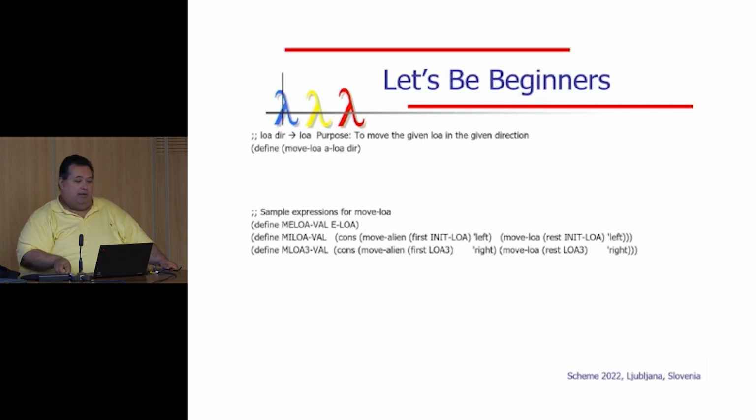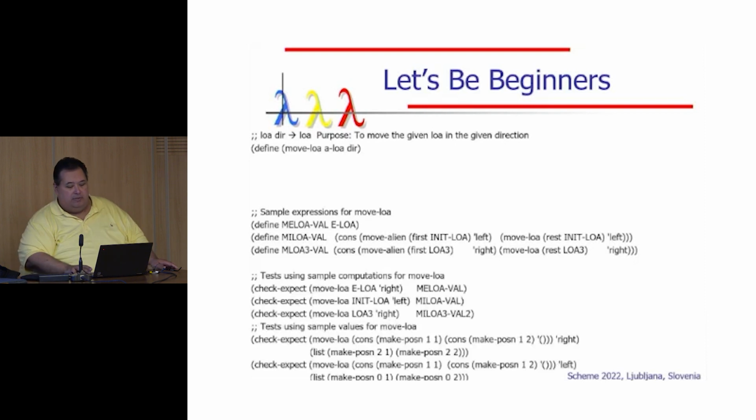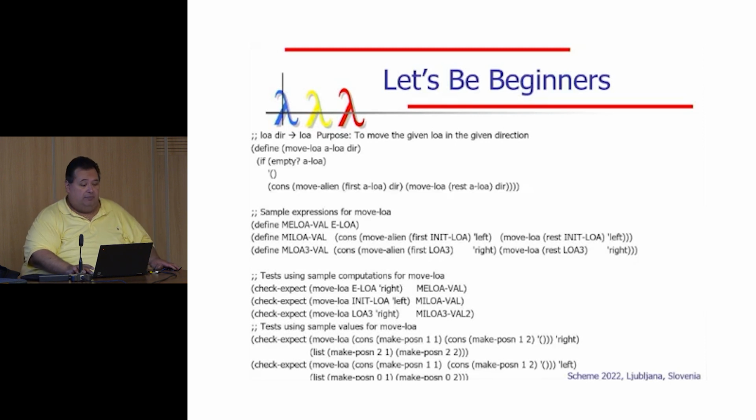So we're going to have two parameters. There it is, my list of aliens and my direction. And now I can write some tests, right? So I write tests for the value of the sample expressions, and then we write tests for values that are not in the sample expressions. Okay, and then finally we specialize the body of the template.